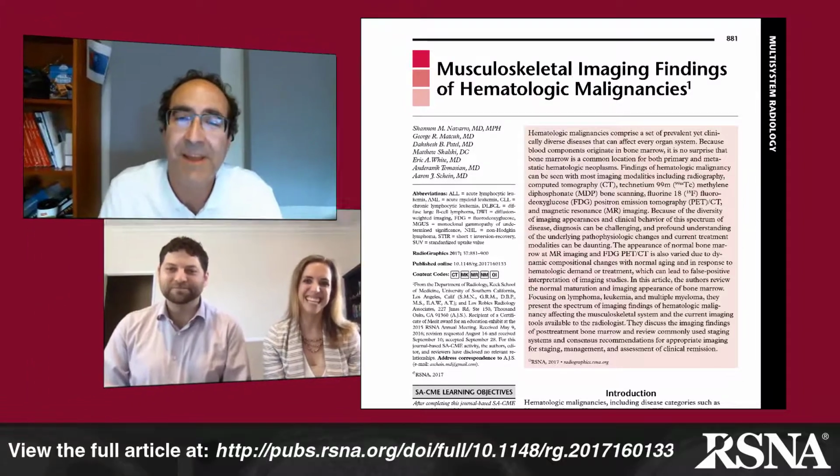Shannon, we'll start with you. Your paper reviews the spectrum of hematologic malignancies, including leukemia, lymphoma, and multiple myeloma as depicted on cross-sectional imaging and obviously nuclear medicine. Table 1 in the paper provides a real nice review of these entities and the patient characteristics, risk factors, and treatment options that place into perspective the conditions that you review and detail in your paper. Can you review this table with us?